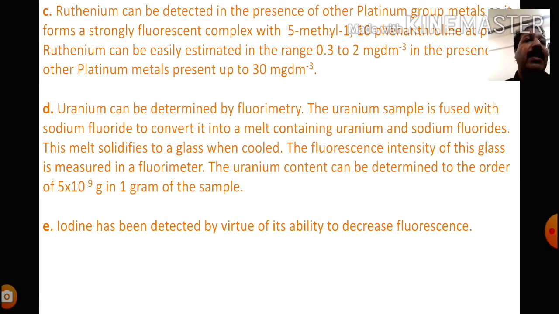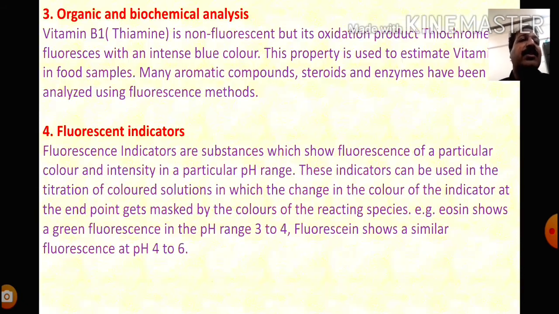The uranium sample is fused with sodium fluoride to convert it into a melt containing uranium and sodium fluorides. This melt solidifies to a glass when cooled. The fluorescence intensity of this glass is measured in a fluorimeter. The uranium content can be determined to the order of 5 into 10 raised to minus 9 gram in 1 gram of the sample. Iodine has been detected by virtue of its ability to decrease the fluorescence.